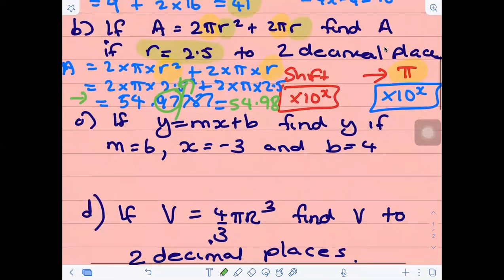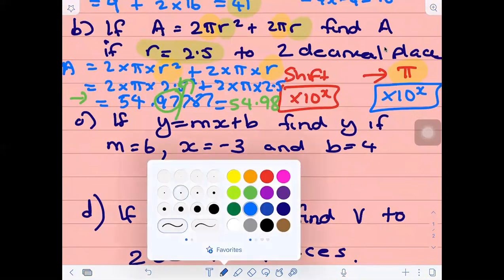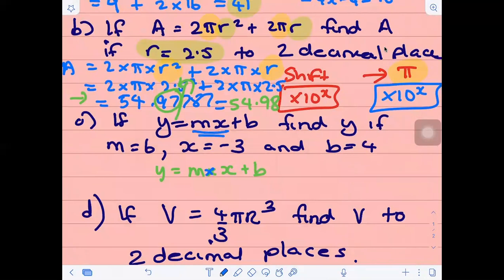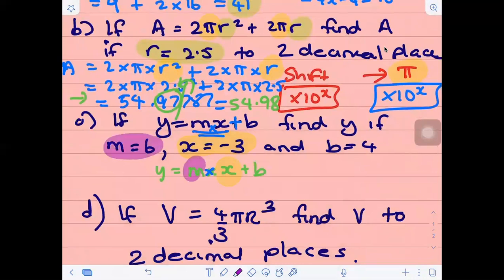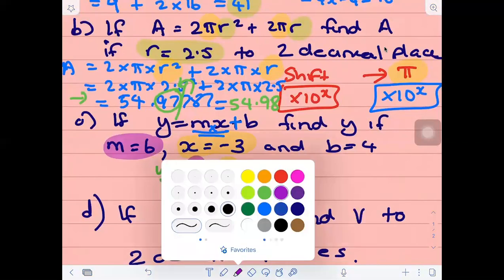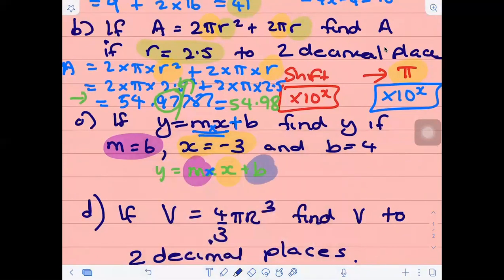Okay, so looking at this one here, we have y equals m times x plus b. So put the times in. In between the two letters, if you have nothing there, it's a times. Whereas this one, you have a plus, so that's why that stays as a plus. Now we're going to substitute. So the x is -3, so we put -3 where the x is. The m is equal to 6, so I'm going to put 6 where the m is. The m is equal to 6. And the b is equal to 4.